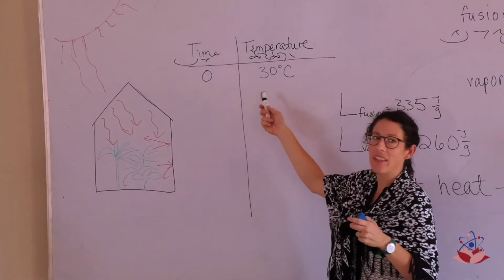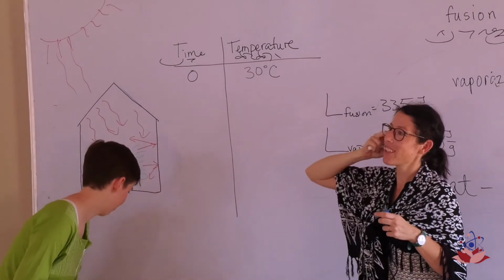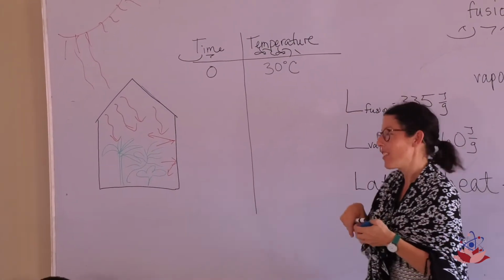Obviously you'll write what it is, not 30 degrees. You'll write what you measure.